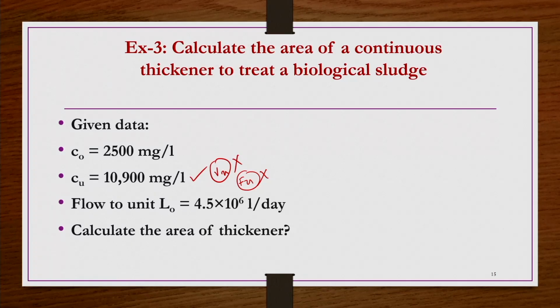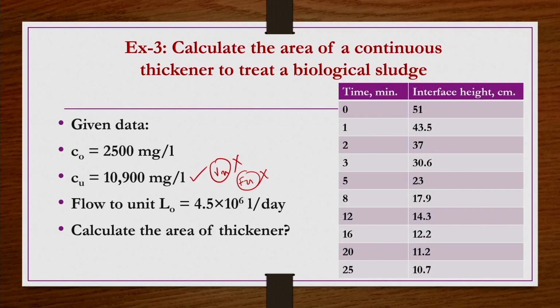So, from the solid flux versus concentration plot, getting FL and then getting A as L naught C naught by FL is not going to be possible. So, what do we have to do? We have to find out theta u and then use the critical time approach to get this area requirement. The data, time versus interface height, is given with time in minutes and interface height in centimeters. First, we have to plot z versus theta.